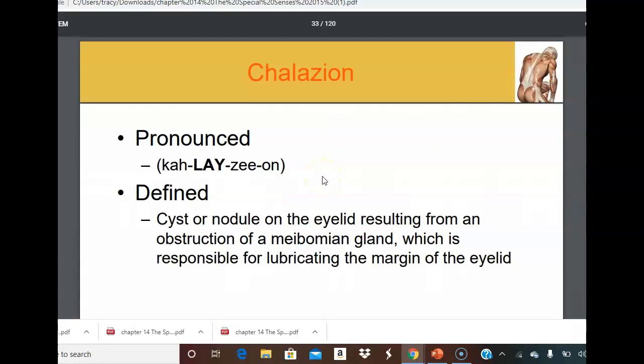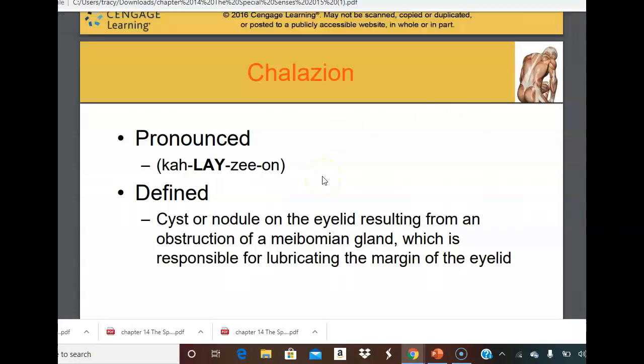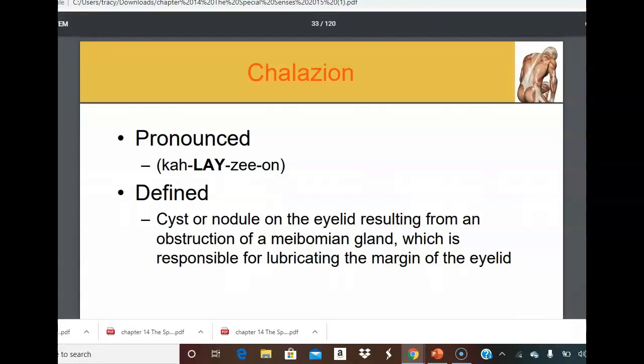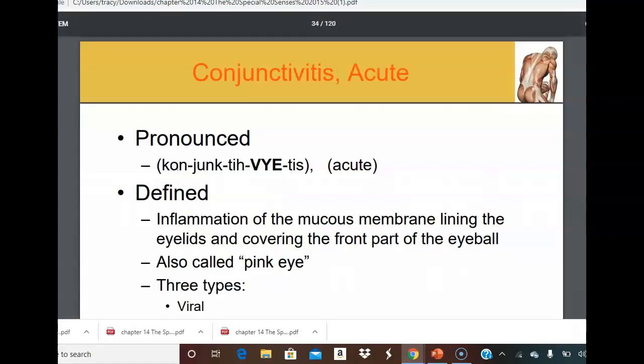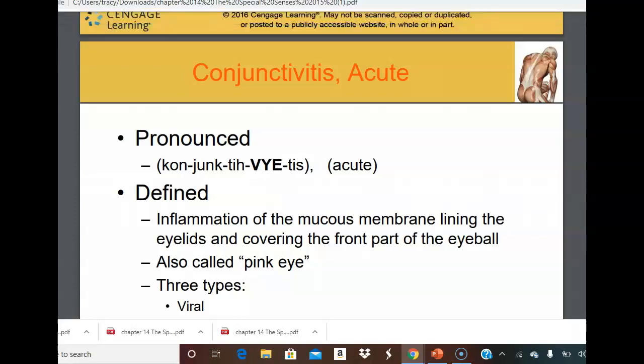A chalazion is a little cyst or nodule on the eyelid, resulting from an obstruction of the meibomian gland. The meibomian gland is a specific sebaceous gland that secretes sebum in the eyelash margin. Okay, and so it's responsible for lubricating the eyelashes. If one of those becomes obstructed, then it can lead to a cyst or a nodule, and that would be called a chalazion. Okay. It's a little bit different than a stye, and we'll talk about that in a little bit. We'll get to stye because there's another word for stye.